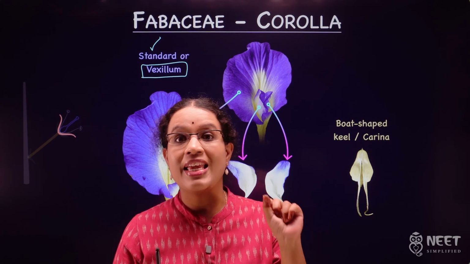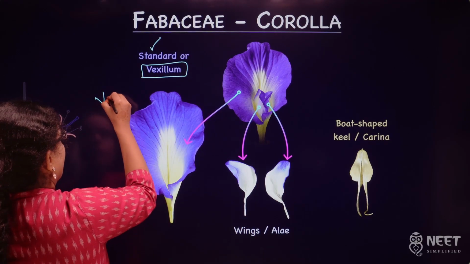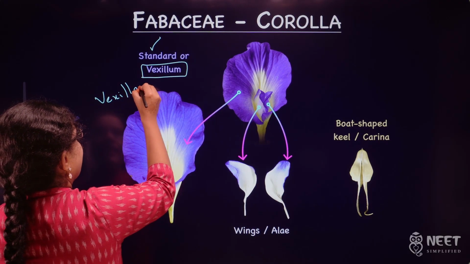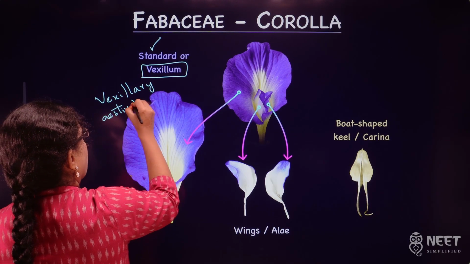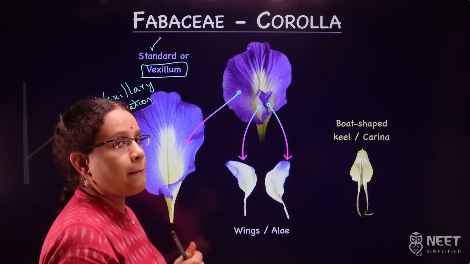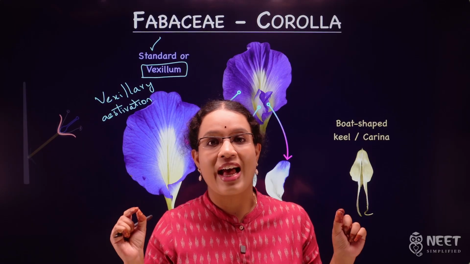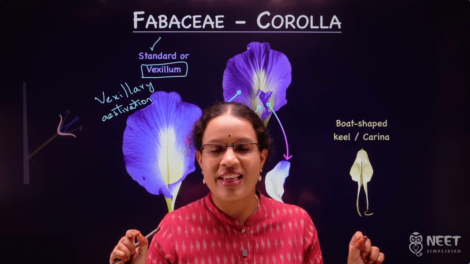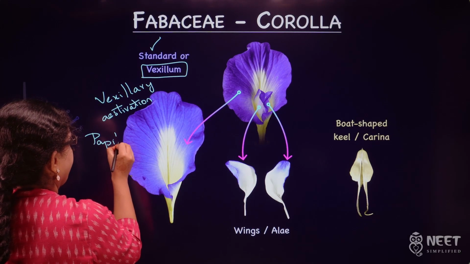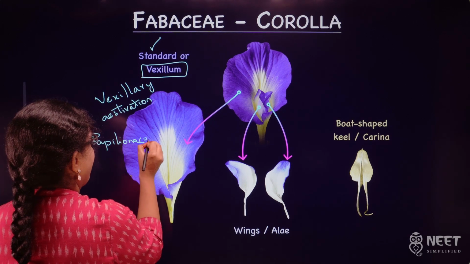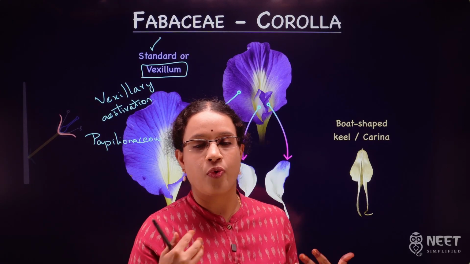So, we call the estivation in this flower vexillary estivation. We also call this papilionaceous estivation. Papilion is nothing but butterfly wings. So, we call this papilionaceous estivation as well. Now we have how many of these standard or vexillum petals?